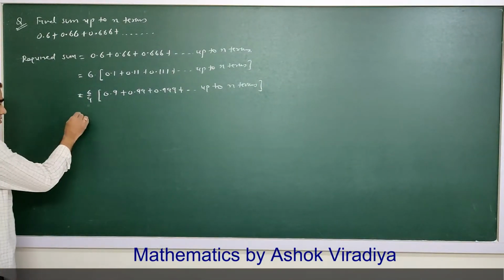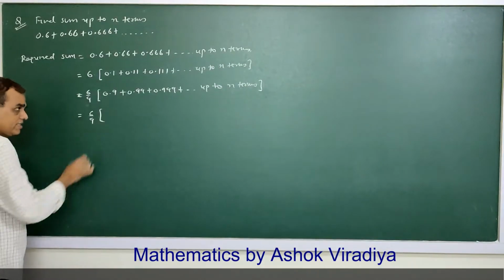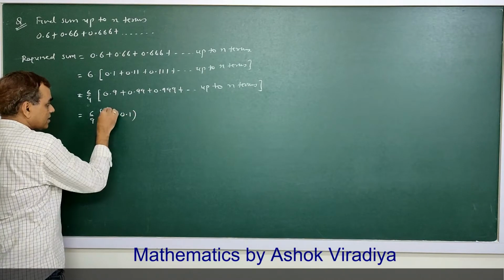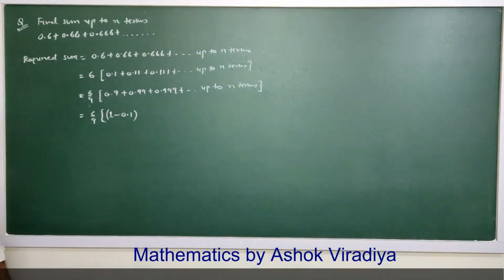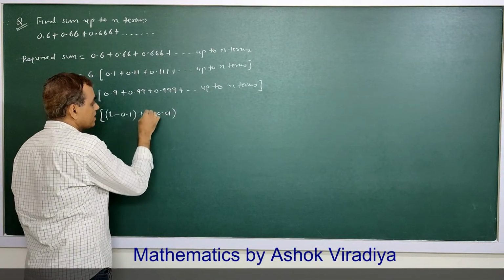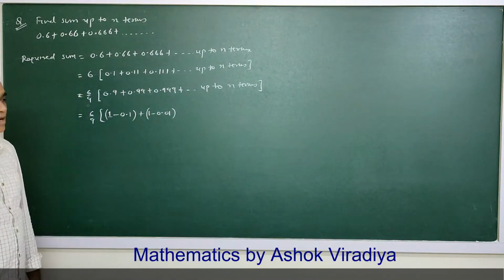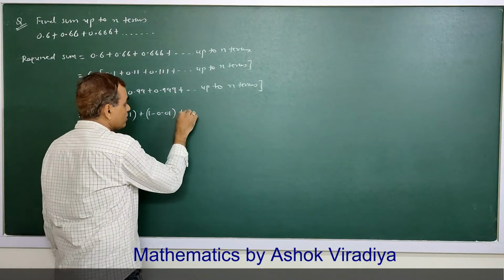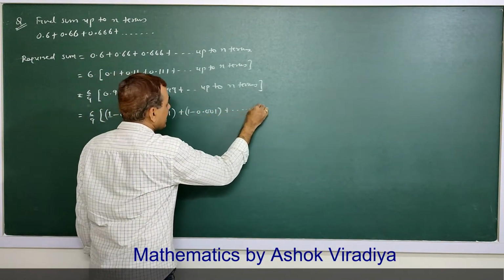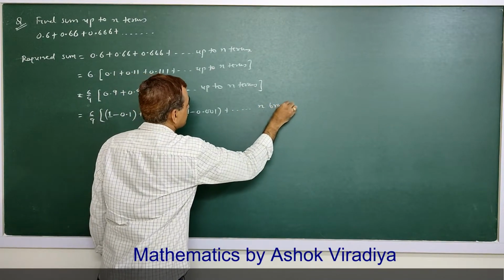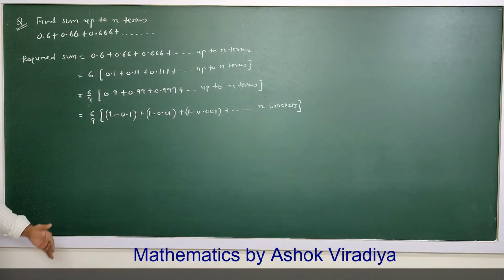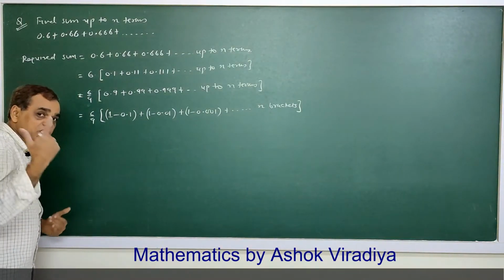Then next step, 6 by 9, 0.9 is 1 minus 0.1. 0.99 is 1 minus 0.01. 0.999 is 1 minus 0.001. So we have such n brackets. This is the method. And now we are getting GP.